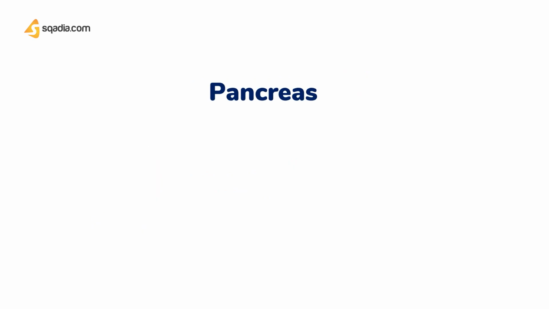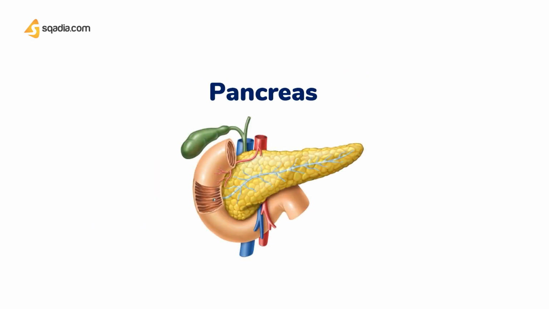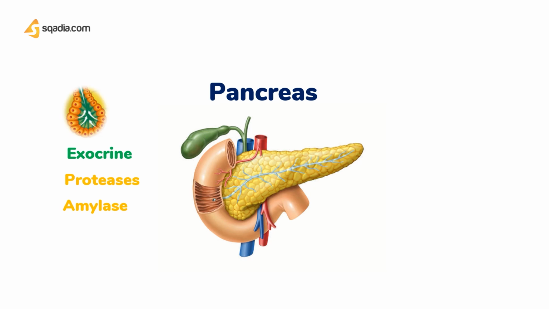So, here you can see this is pancreas and it is an important organ of our body, and it has two roles, exocrine as well as endocrine. First, let us see what is the exocrine role. Here, it has acinar cells which secrete enzymes that are carried by the pancreatic juice into the duodenum. These enzymes include proteases like trypsin, chymotrypsin, amylases for starch digestion, and lipases for fat digestion.